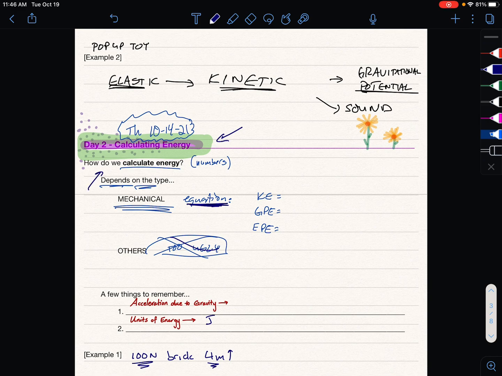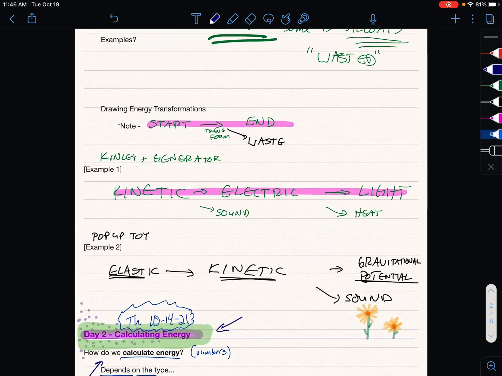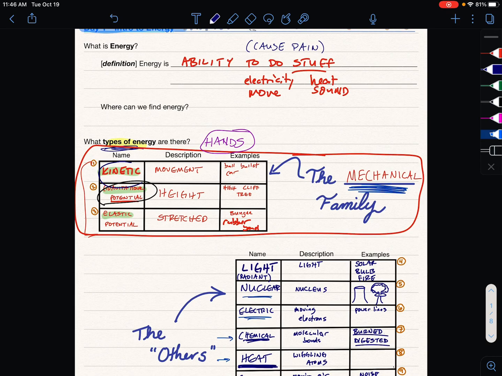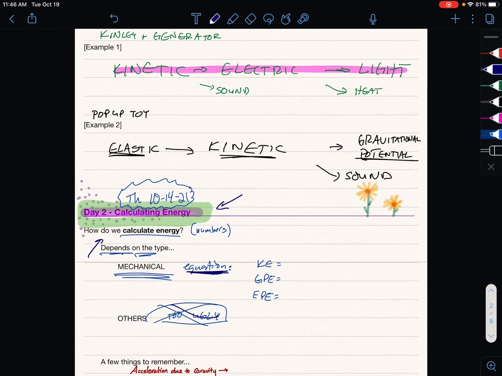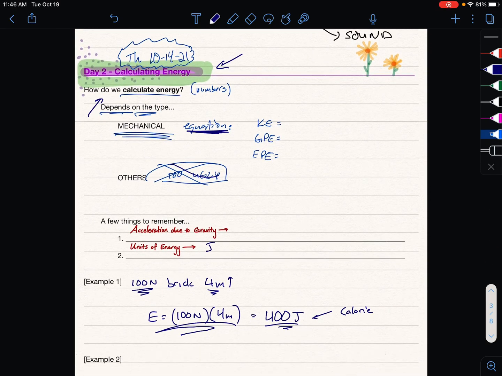What I'd like to be able to do with you is for you not just to say, oh, well, this object has some kinetic energy. I'd like to be able to say it has this much. I want to be able to actually calculate how much energy there is. We started this last time by pointing out that the other 6 kinds besides the mechanical family are just gross. We don't want to mess with those equations, but you are going to wind up using the 3 energy equations of elastic potential, gravitational potential, and kinetic.